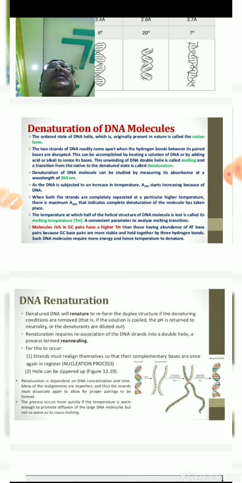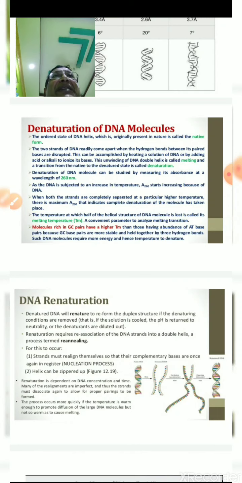The ordered state of the DNA helix, which is originally present in nature, is known as the native form of the DNA. The two strands of the DNA readily come apart when the hydrogen bonds between the paired bases are disrupted. This can be accomplished by heating the solution of DNA or by adding acid or alkali to ionize its bases. The unwinding of the DNA double helix is called melting. This is also known as the melting of the DNA. The transition from the native to the denatured state is known as denaturation.